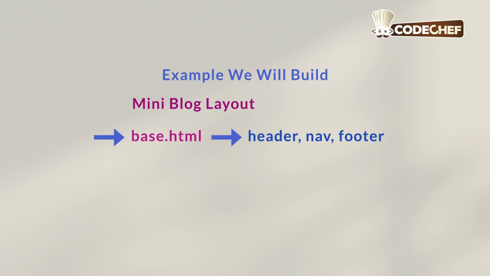Now we'll go to the CodeChef platform and build a simple example of a mini blog layout where we will have a base.html file, which will be our base file, where we'll define the header, the navigation, the footer, and things like that. And then we will have a post.html file, which is the child template, which will extend the base. That means it will inherit everything from the base, and we will also add its own contents. So let's go to the CodeChef platform.